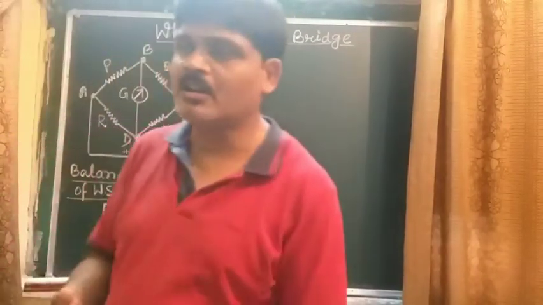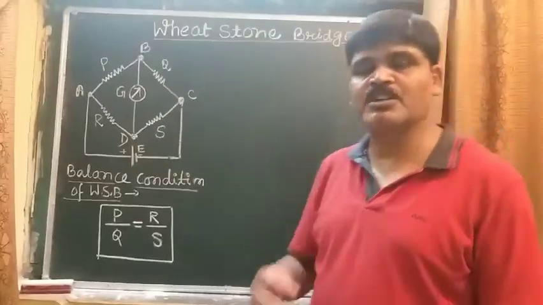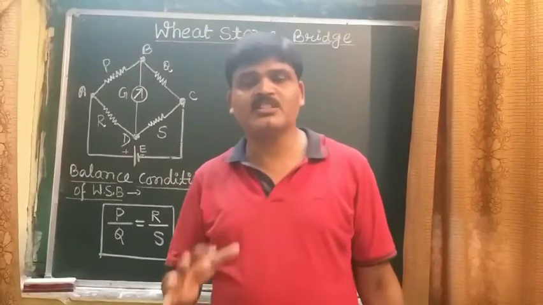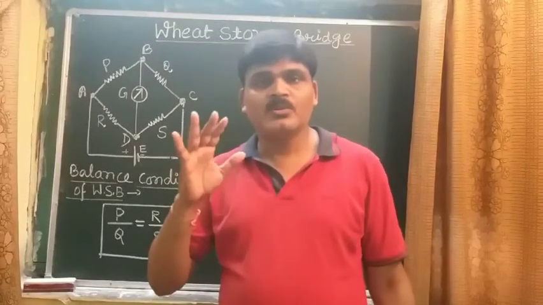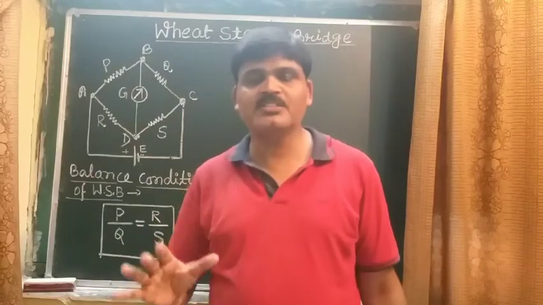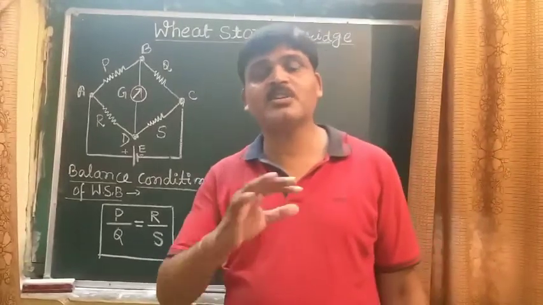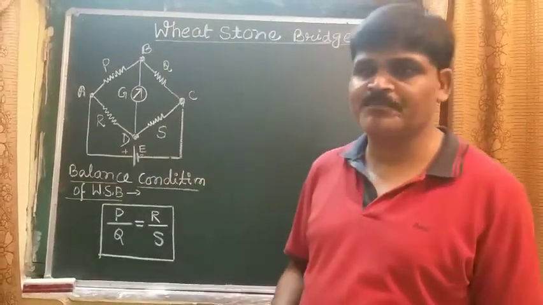So first of all, I will explain to you what a Wheatstone Bridge is. Student, it is an arrangement of four resistances which is used to determine one of them quickly and correctly in terms of the remaining three resistances.